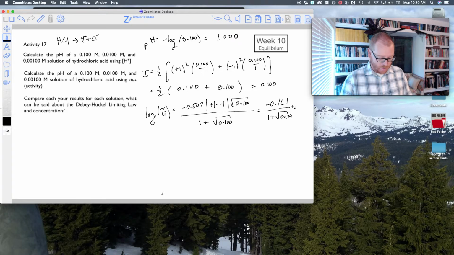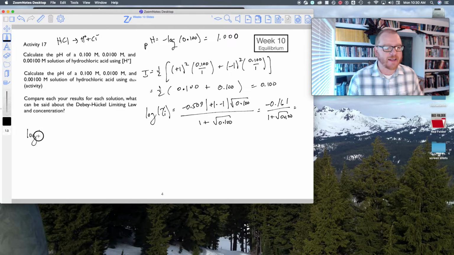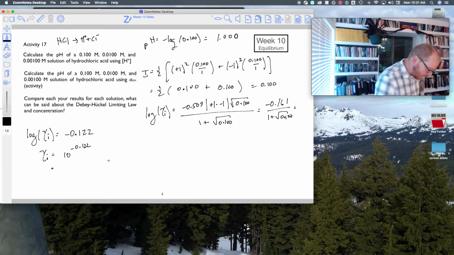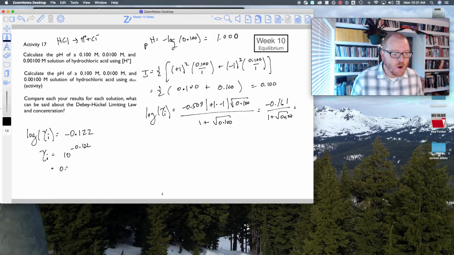Okay, and so now I need to divide that. Okay, great. And so I get that the log of gamma equals negative 0.122, okay? So gamma equals 10 raised to the negative 0.122. So we can see that's going to be less than 1, which it should be, all right? And so let's do that. So I get this now to be 0.755.